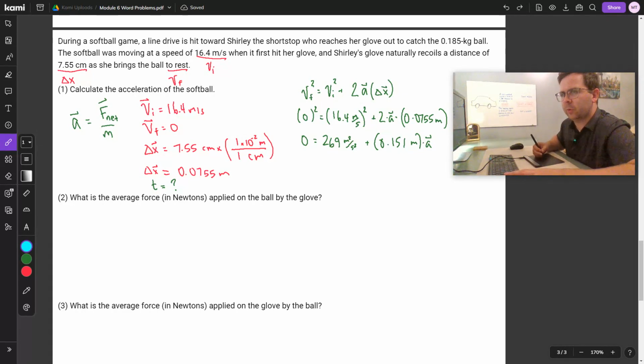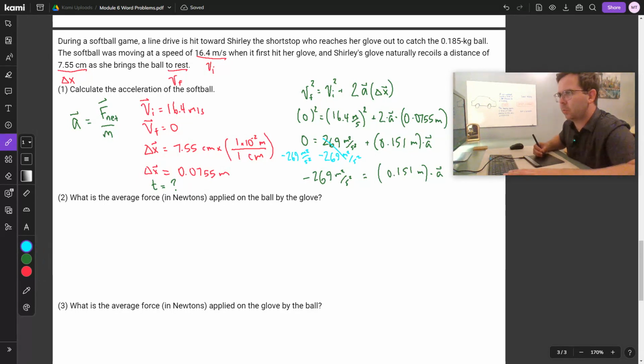All right, now we're going to do some more algebra here. We're solving for acceleration. We need to get rid of whatever's next to it, starting with the farthest from it. So we're going to subtract 269 from both sides of the equation. All right, so that's going to get rid of it on this side. We're going to be left with negative 269 meters squared per second squared, and that's going to be equal to 0.151 meters times the acceleration.